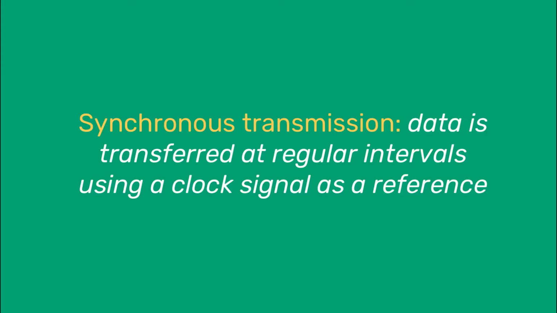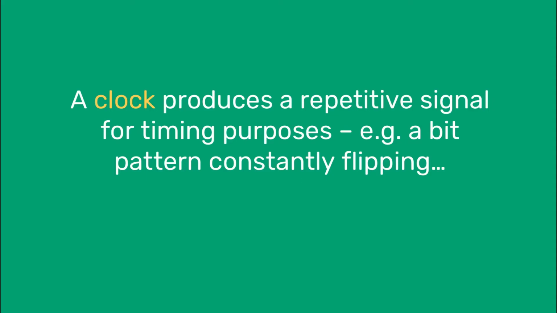So, more formally, synchronous transmission is data transferred at regular time intervals because the communicating devices synchronize using a common clock signal. In case you haven't encountered a clock of the computing variety before, it's just a device that produces a repetitive signal which is used for timing purposes, like synchronizing the CPU. This can be as simple as regular voltage pulses, which we can represent with an alternating binary pattern. So in synchronous transmission, the transmitting device will send data in time with the clock signal, like only sending data when the clock signal is a 1.